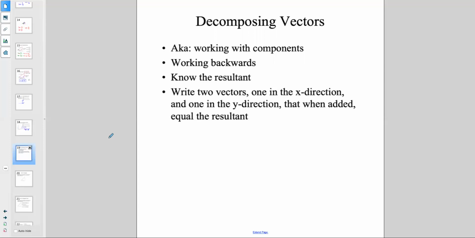And try to also work backwards. A lot of times you have the vector and you have to find the x component, or the projection along x. Or if you have that, you can find the actual vector. So either way you can work backwards. And a lot of times we know the results, and something we can do is write two vectors, one along the x direction and one along the y direction, and we can just add them up along x or y directions.